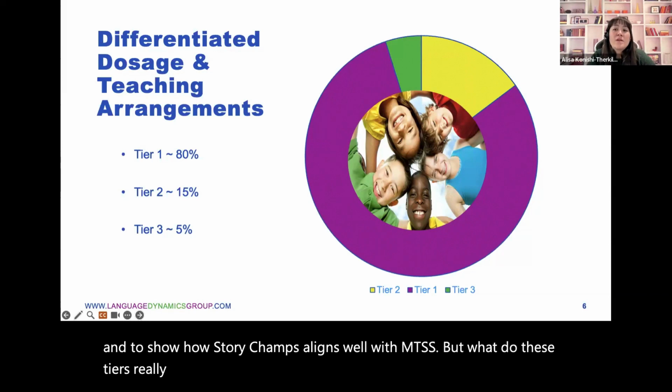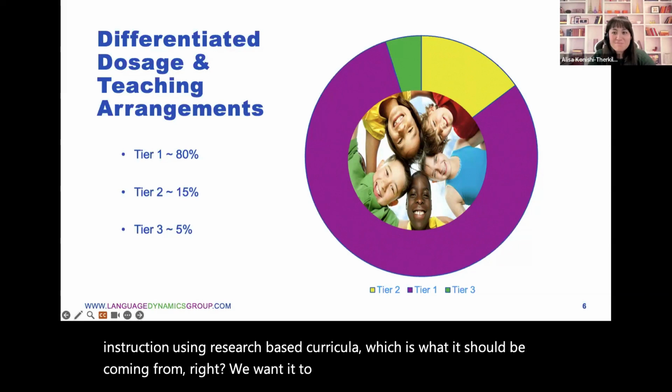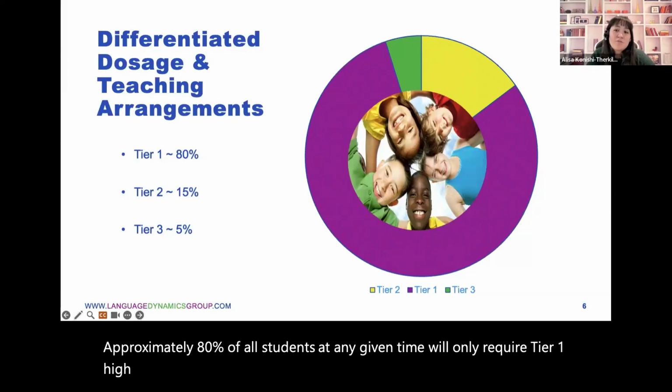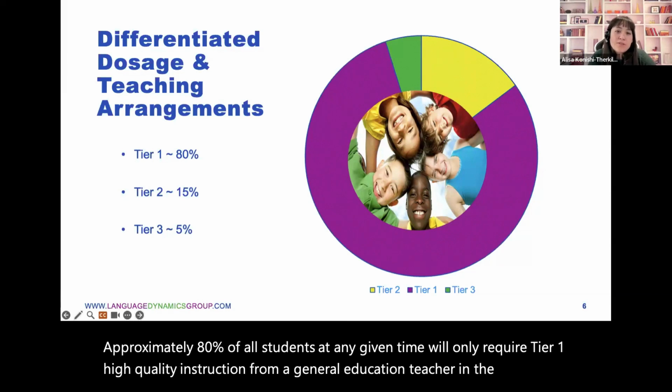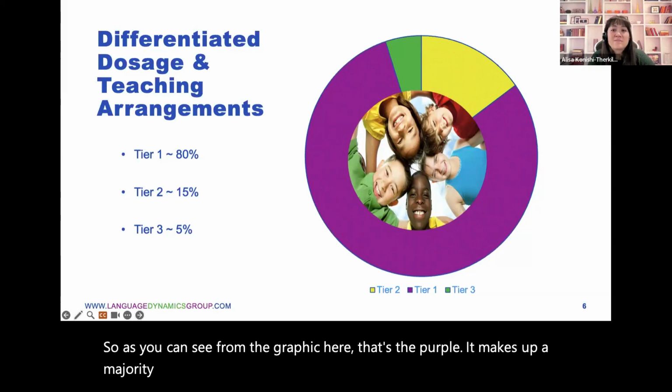So tier 1 is whole class or large group grade level instruction using research-based curricula, which is what it should be coming from, right? We want it to be research-based. Approximately 80% of all students at any given time will only require tier 1 high quality instruction from a general education teacher in the classroom. So as you can see from the graphic here, that's the purple. It makes up a majority, about 80%.